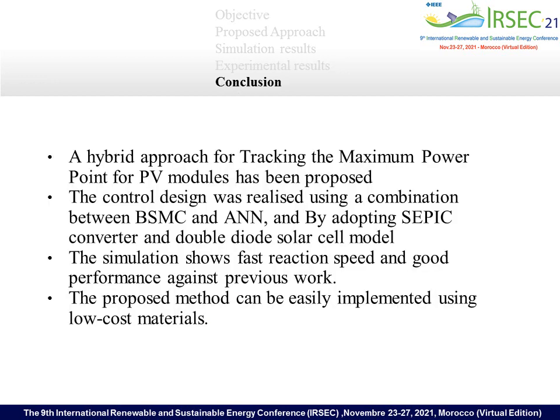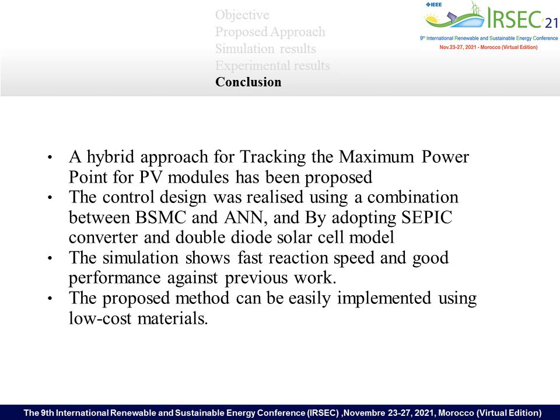In this paper, a robust maximum power point tracking algorithm has been presented. The proposed controller has been carried out by combining sliding mode and backstepping controllers in order to track the reference voltage generated by the artificial neural network. The double diode model has been adopted to ensure the real behavior of the photovoltaic parameters, and the single-ended primary inductor converter has been employed in order to have a fast and stable response.